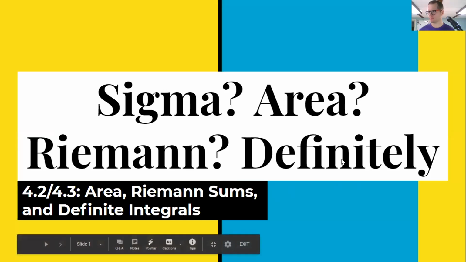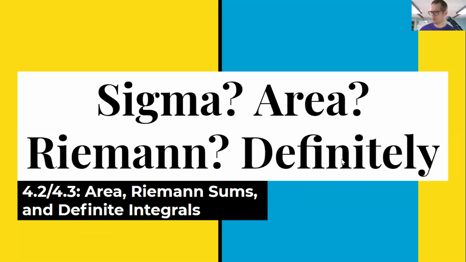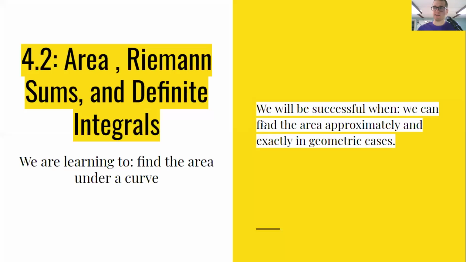All right. Sigma, area, Riemann, definitely. So area, Riemann sums, and definite integrals is the conversation for today, folks. It's going to be super de-duper. So we're going to find the area under a curve. We'll be successful when we can find the area under a curve approximately and exactly in geometric cases.